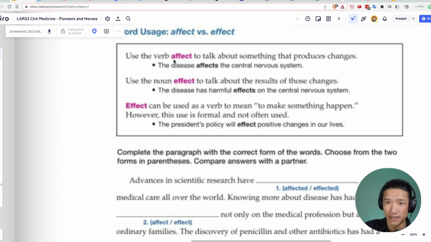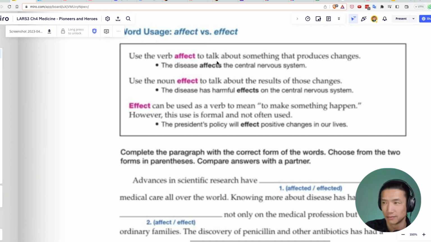Use the verb affect to talk about something that produces changes. The disease affects the central nervous system. Use the noun affect. It's almost said the same. Okay, in spoken English, it's like that word, like pioneer, right? I pioneered the pioneer. I am the pioneer who pioneered the Americas, right? It's a word that is both a noun and a verb. This one sounds very similar. You can't tell the difference when normal people are talking, right?